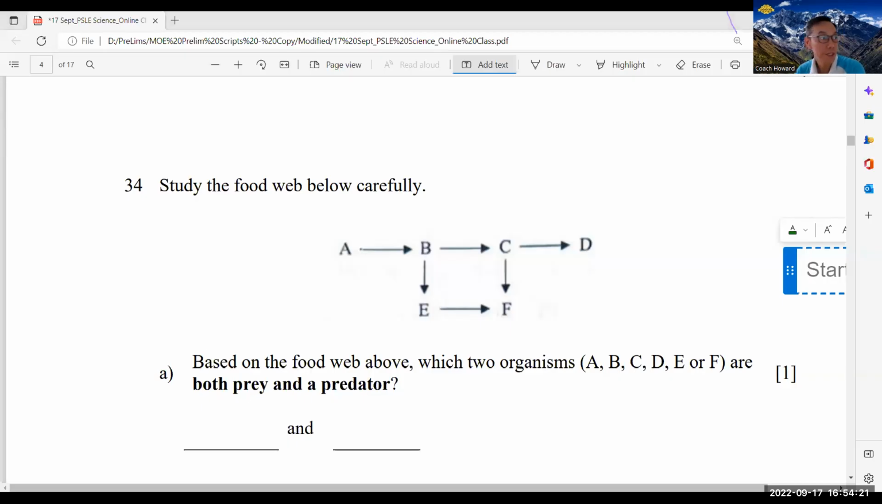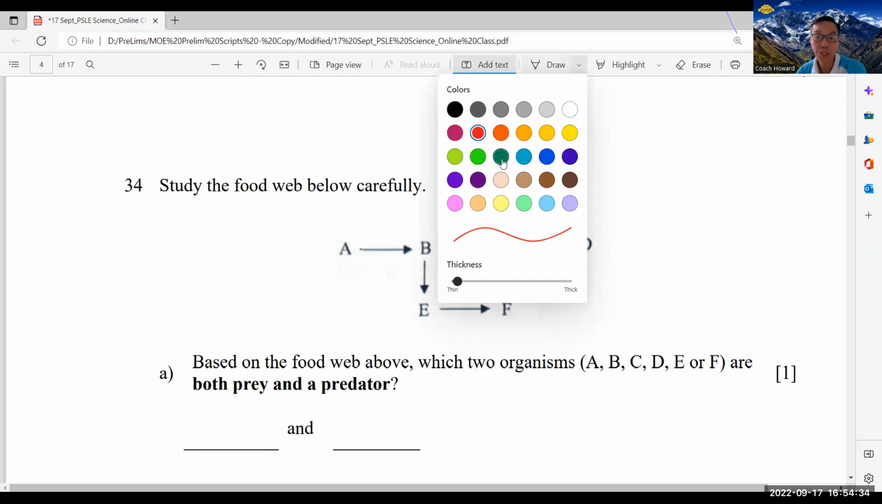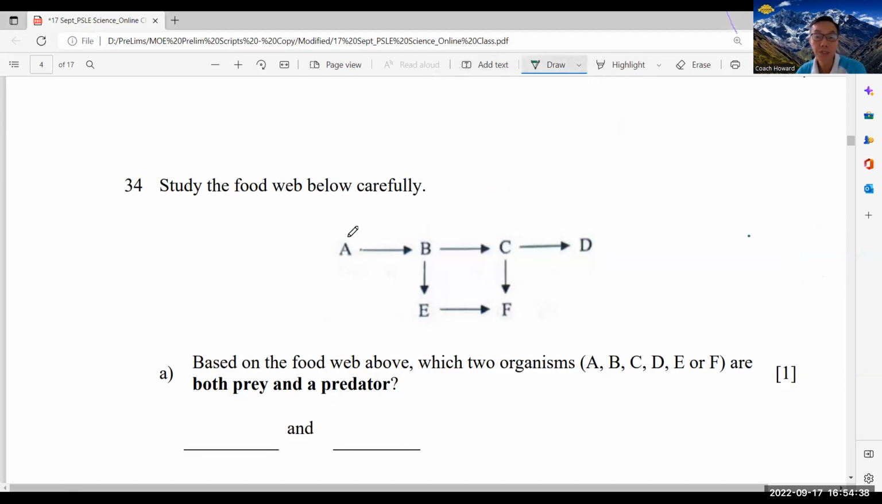Okay, let's look at these food chain, food web questions. As I have taught my students, whenever you see a food chain or food web question, the number one thing to do is to identify the plant, the producer. So I tell them to use a green pen if possible. If all the arrows point out, that is a plant. So there's only one possibility.